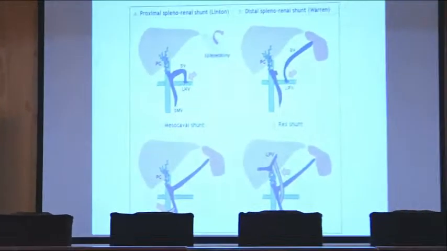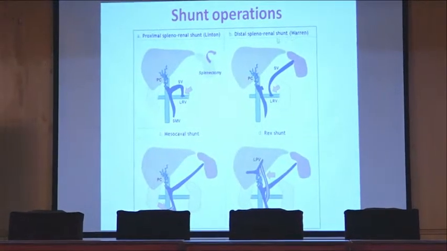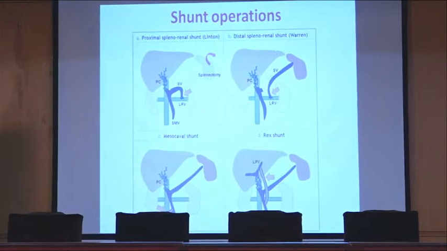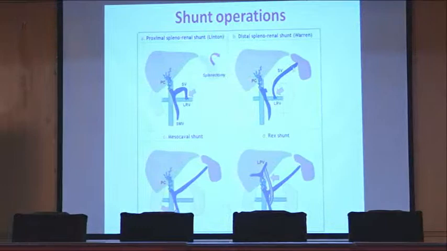In proximal splenorenal shunt, splenectomy is done, and the proximal splenic vein is anastomosed to the left renal vein. This is the most commonly performed operation. It's a non-selective shunt in that it decompresses the entire portal system into the systemic circulation. The distal splenorenal shunt, also called the Warren shunt, is a selective type of shunt, wherein only the splenic vein territory of the portal hypertension is decompressed.